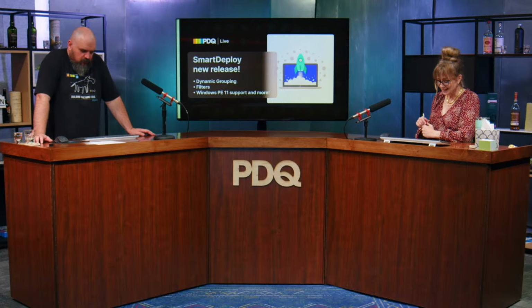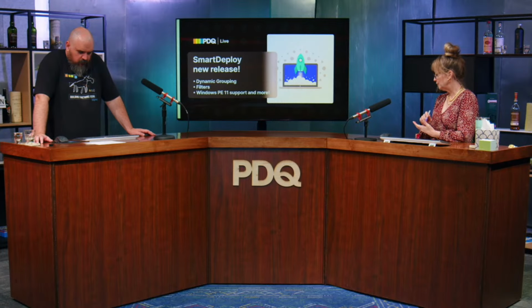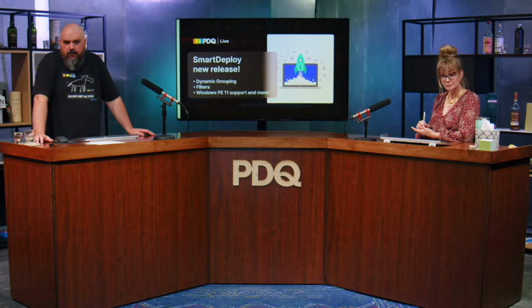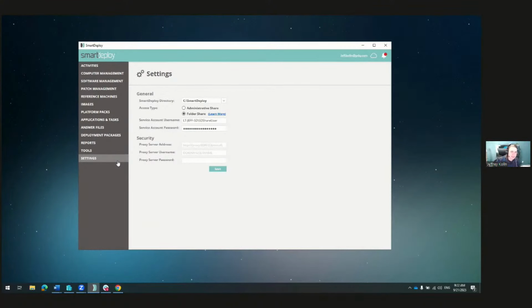The service account credential validation got fixed. Any elaboration on that? So SmartDeploy creates a service account here. So we have administrative share. So if you just want to use admin account, domain admin, C admin share, things like that, we can do that.